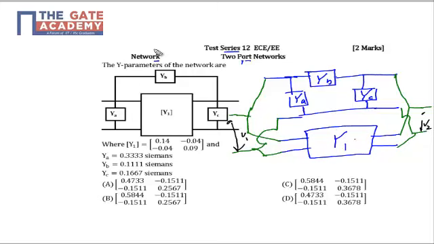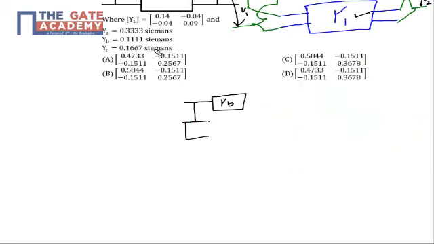We already know the two-port parameters of this network, Y1, and we need to find the Y parameter of this pi network. This is a standard pi network. We need to calculate the two-port parameter, or Y parameter, of this pi network. So we just need to apply simple KVL and KCL.